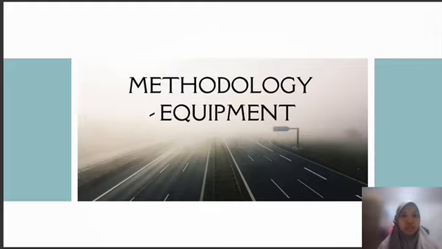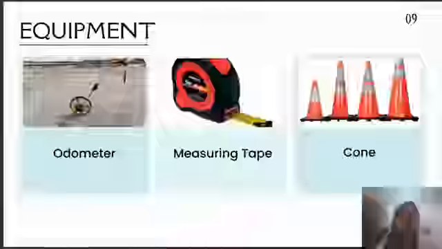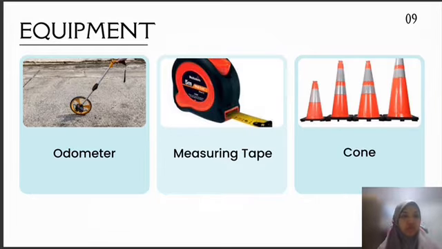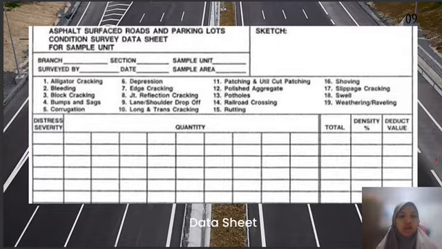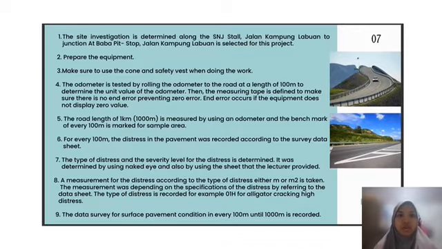Next I will present the methodology and equipment. For the equipment, the first ones are the odometer, measuring tape and cone. And this is the data sheet. The site investigation is determined along the SNJ stall, Jalan Kampung Labuan to the junction at Baba Pit Shop, Jalan Kampung Labuan, which is selected for this project. Second, prepare the equipment. The third is to make sure to use the cone and safety vest when doing the work.